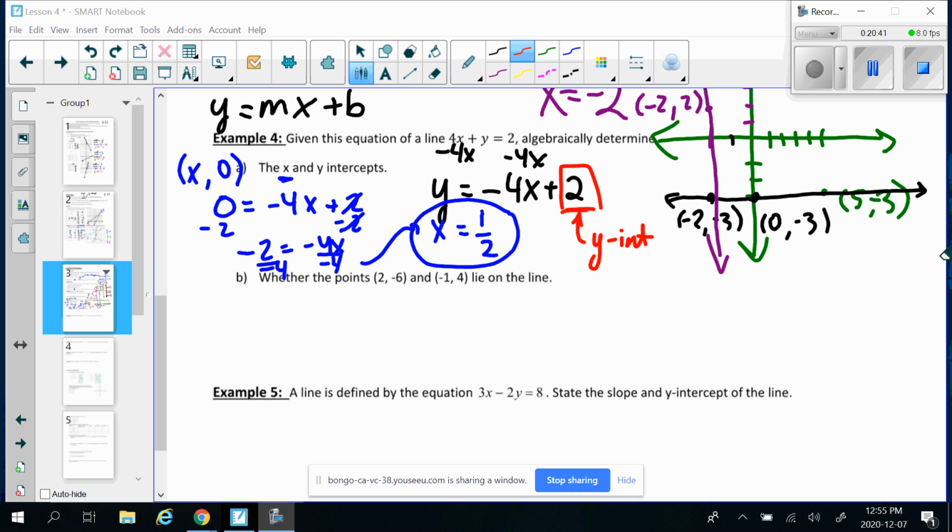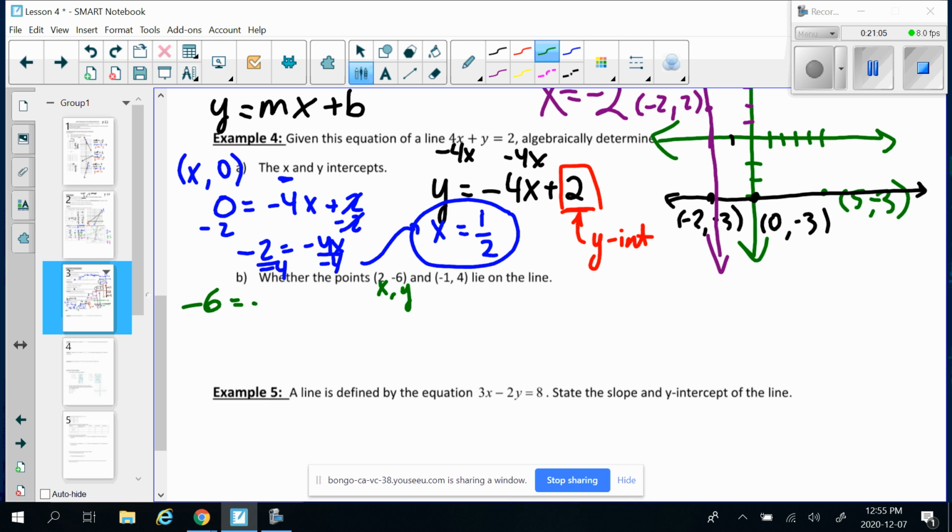What about part B, where it asks, do these points actually lie on the line? So how can we check that? Well, have you seen before that you can actually plug these into the formula, x comma y, and just check and see if the left side equals the right side? You can use the original formula. That is totally fine, but I recommend using the y equals mx plus b. So let's use this format.